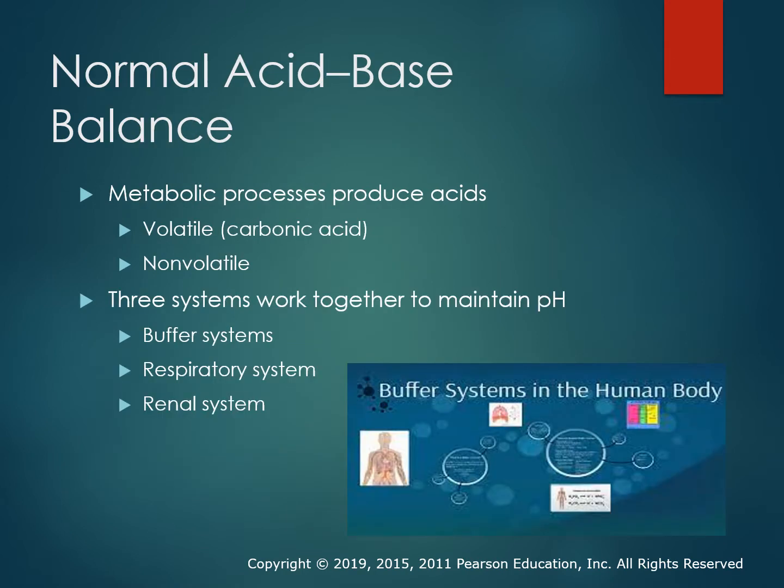So, our normal acid-base balance. Metabolic processes in the body continuously produce acids which fall into two categories: volatile acids and non-volatile acids. A volatile acid can be eliminated from the body as a gas. Carbonic acid, H2CO3, is the only volatile acid produced in the body. It dissociates or separates into carbon dioxide, or CO2, and water, H2O. The lungs eliminate the carbon dioxide.